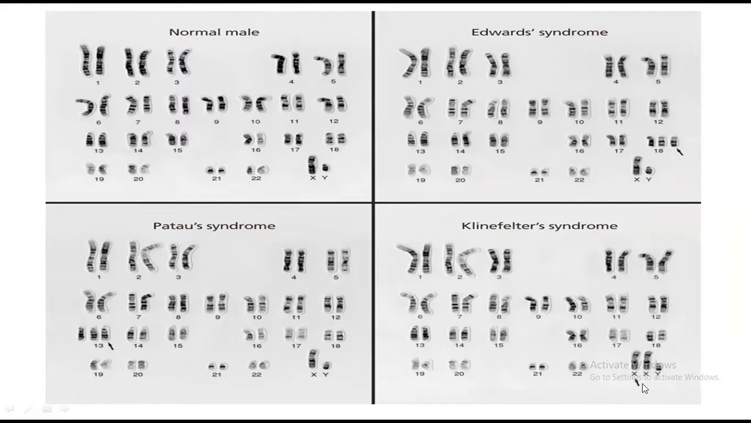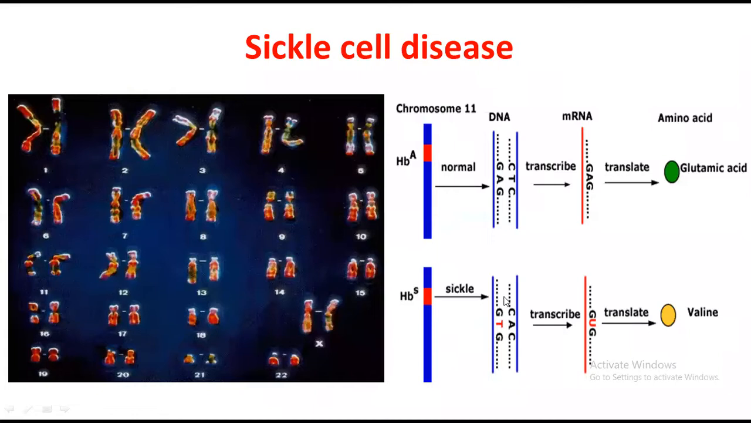Just look here, the person has sex chromosomes XXY. So this is Klinefelter syndrome. Sickle cell disease, we can also determine, and leukemia from it.